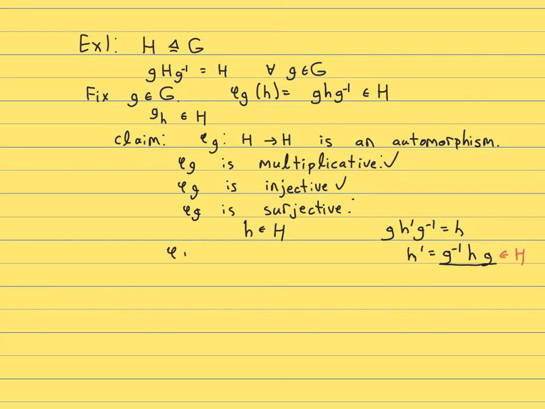So we can check phi of G inverse HG is in fact H. So we are surjective. So this is an automorphism. Of course, it's worth pointing out here that G is acting on H by conjugation. So we actually have a group action.